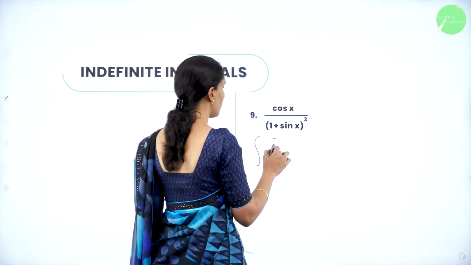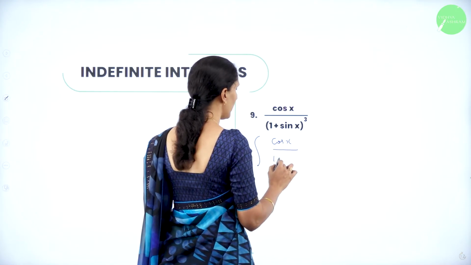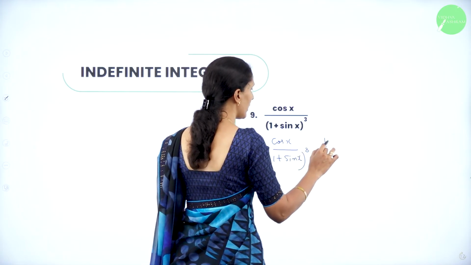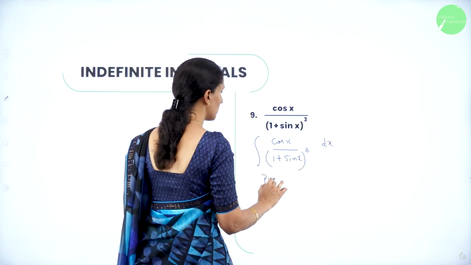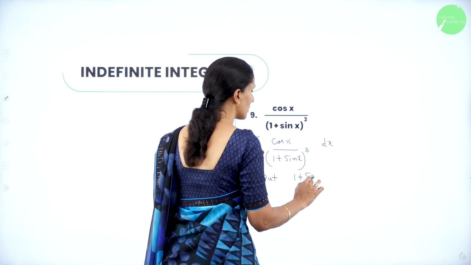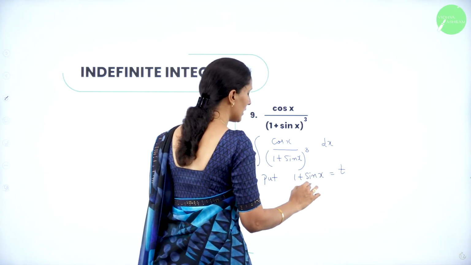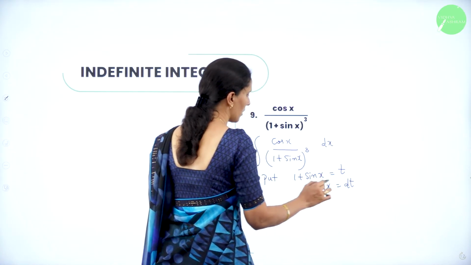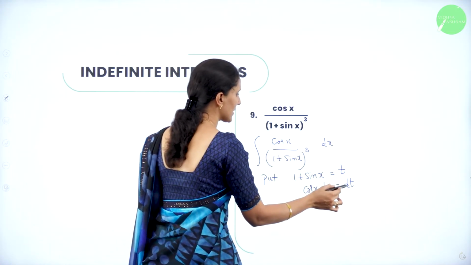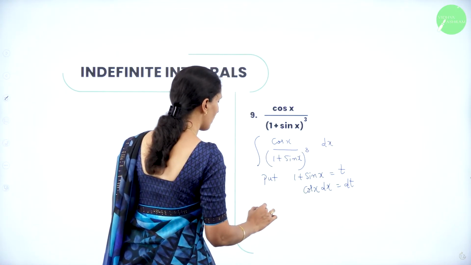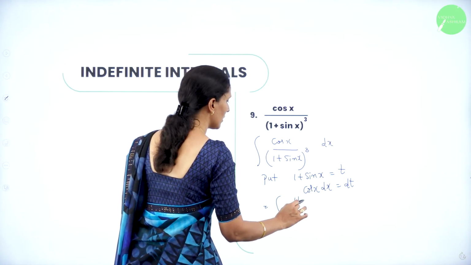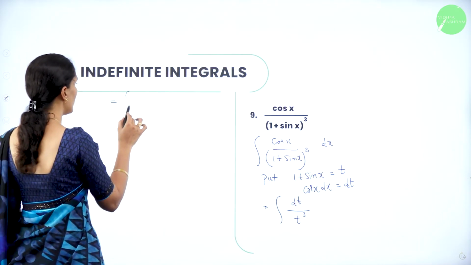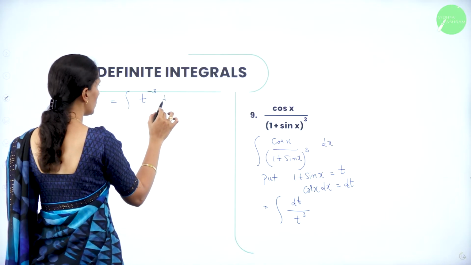Take the integration of cos x divided by (1 plus sin x) whole cube into dx. So put 1 plus sin x equal to t. Then cos x dx is equal to dt. Replace it: cos x dx is dt, and 1 plus sin x is t. So the value becomes dt divided by t cube, which becomes the integration of t to the power minus 3 into dt.